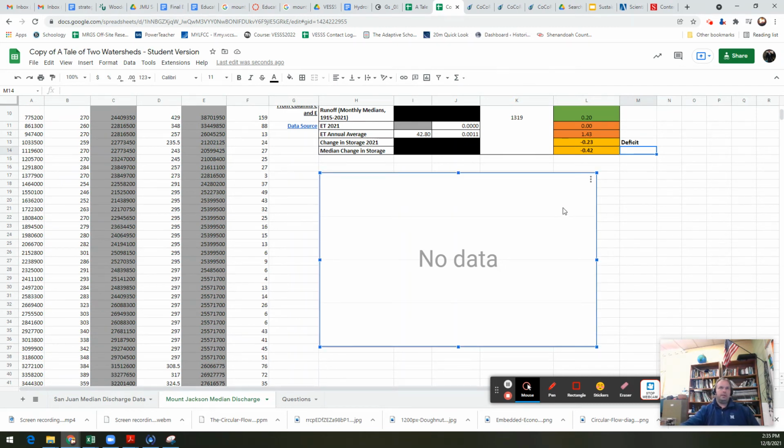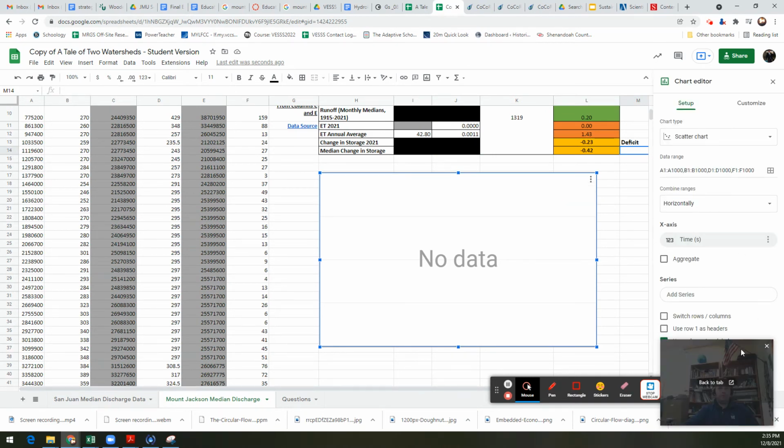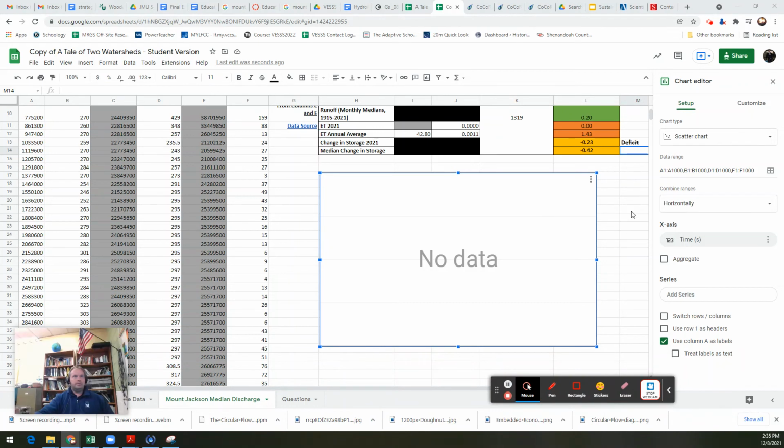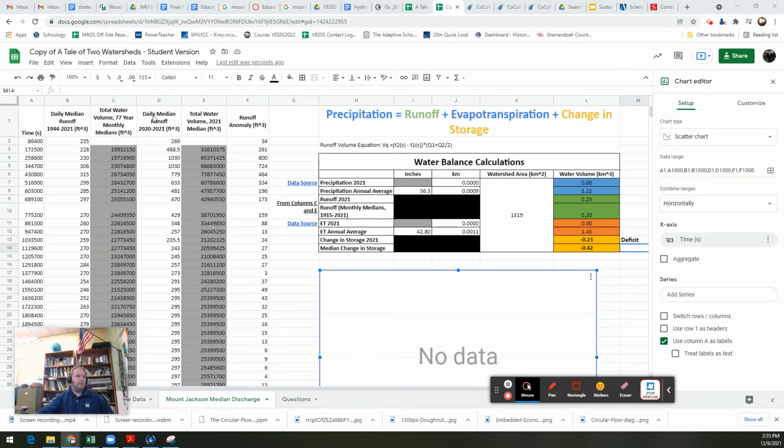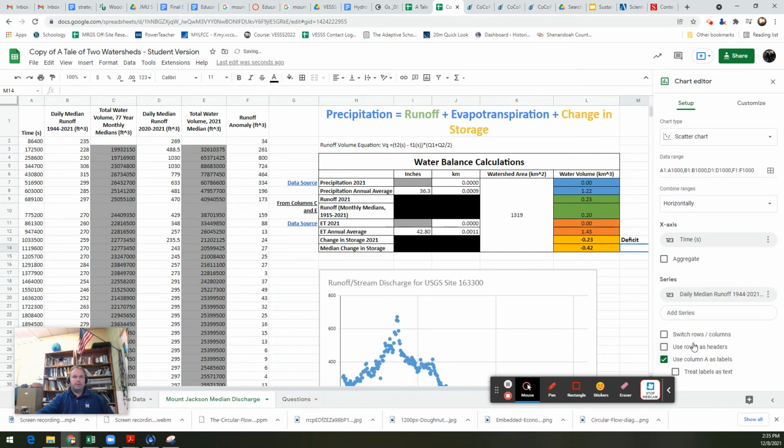The other part is to add some data to this chart. That's fairly easy to do. You're going to go to Edit Chart, and you want to add data that reflects the daily median runoffs, so column B, column D, and column F, and the anomaly. Because this is the water volume in these columns, and this is the runoff, let's just look at the runoff and the runoff anomaly. So to do that, we're going to add a series, the daily median runoff for the 77-year period.